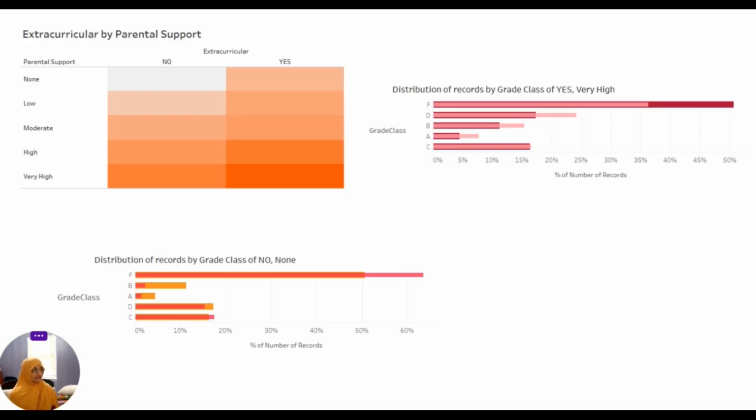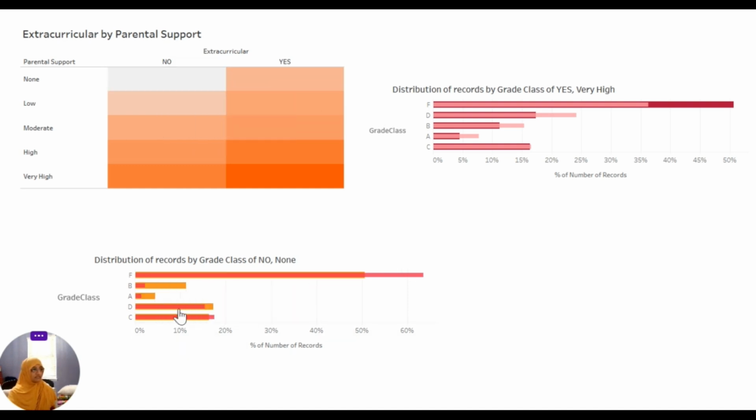Let's go to the next slide. Here I'm talking about extracurricular activities by the parental support. So this graph relates to the table. I took one of those boxes from the "none" and a box from the "yes, very high." So the very high box, and the none with the no.